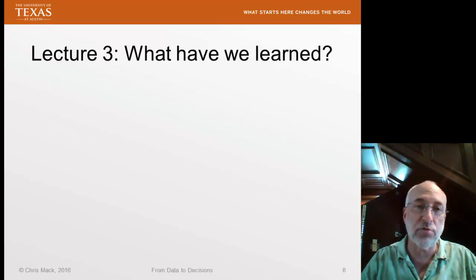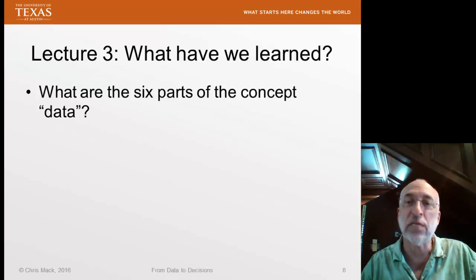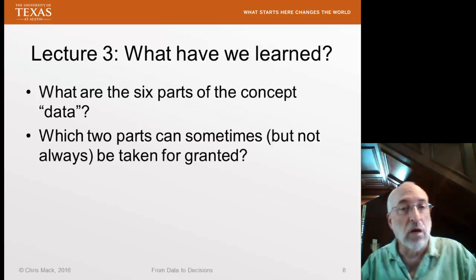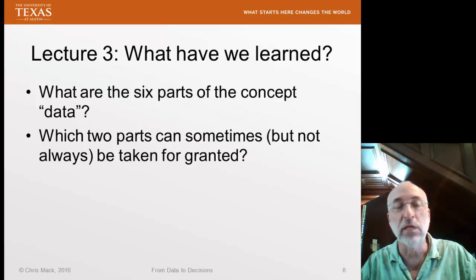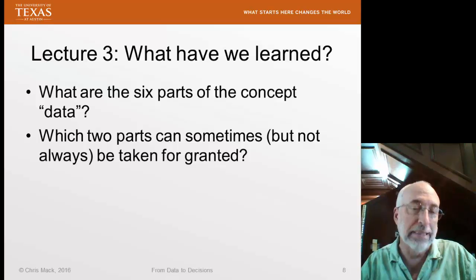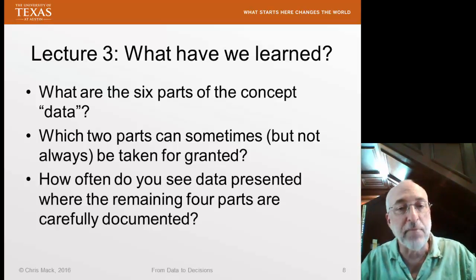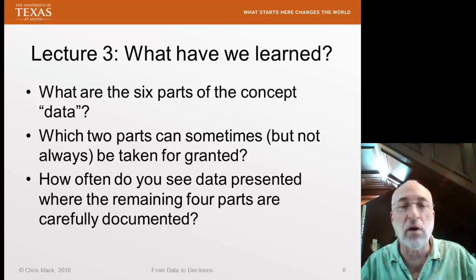So what have we learned in Lecture 3? Well, as a review, you should be able to tell me the 6 parts of the concept data, and then which 2 parts can sometimes be taken for granted, so that you really need to focus on the middle 4. Not always, though. You have to be a little bit careful there. And then finally, this is just for you to think about: how often do you see data presented where all of these parts are carefully documented?